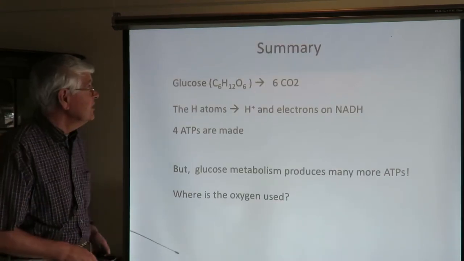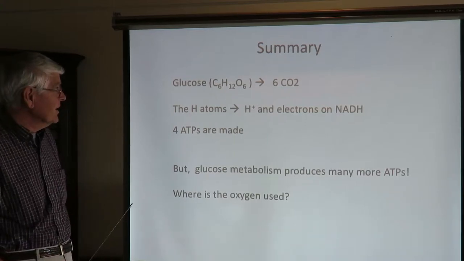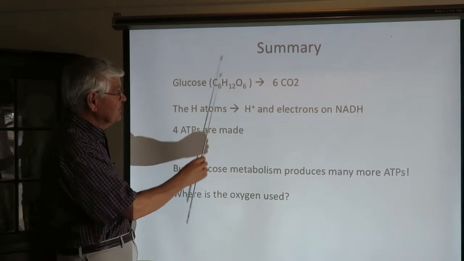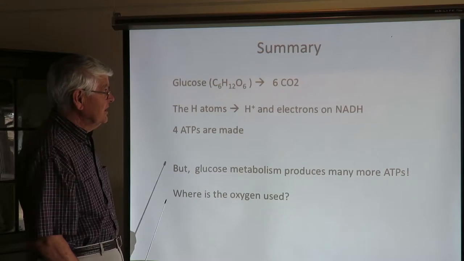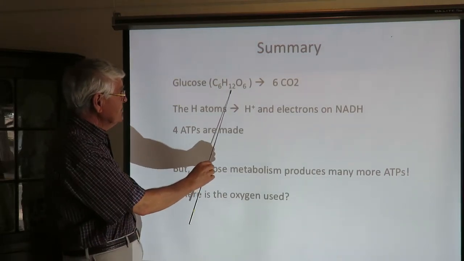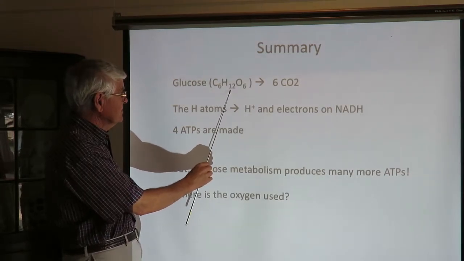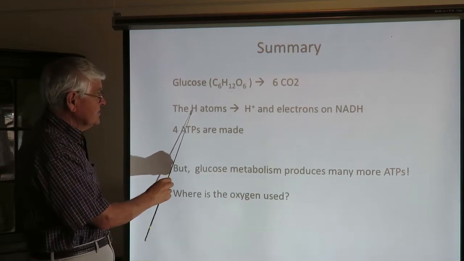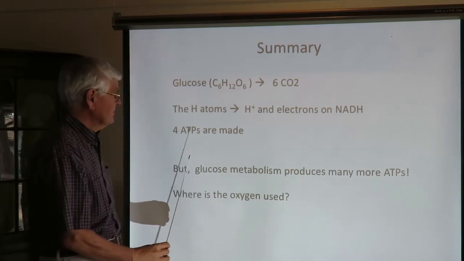Okay. So let's summarize where we stand then with this metabolic pathway. So glucose, C6H12O6, ends up partly degraded into six CO2s. But what happens to all of these hydrogen atoms and their electrons? The hydrogen atoms, the H plus and the electrons, are now on NADH.